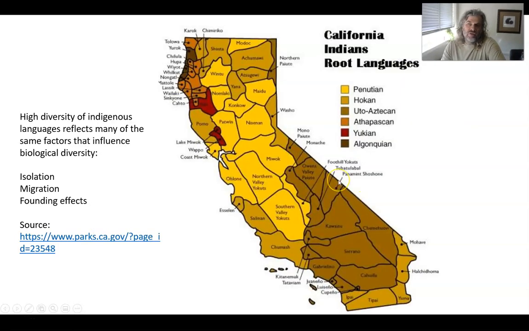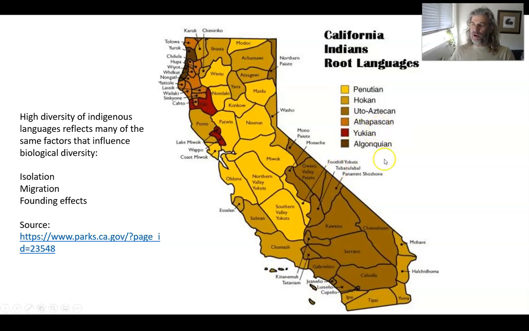Here's just another representation of that, and this is the California language groups. What you see in particular in the northwestern part of the state is this very high diversity of language. Many of these not very well related to each other.